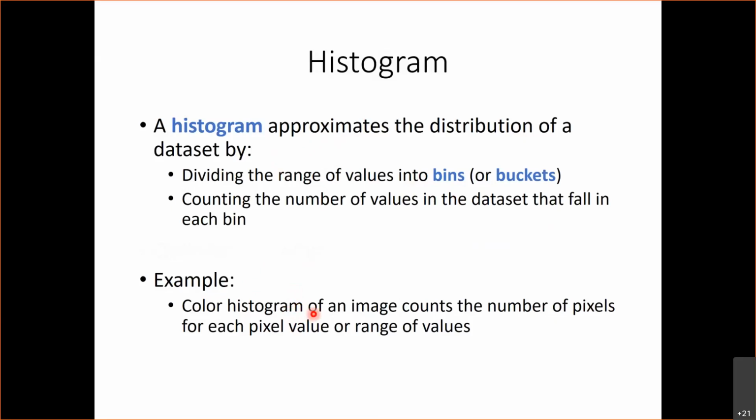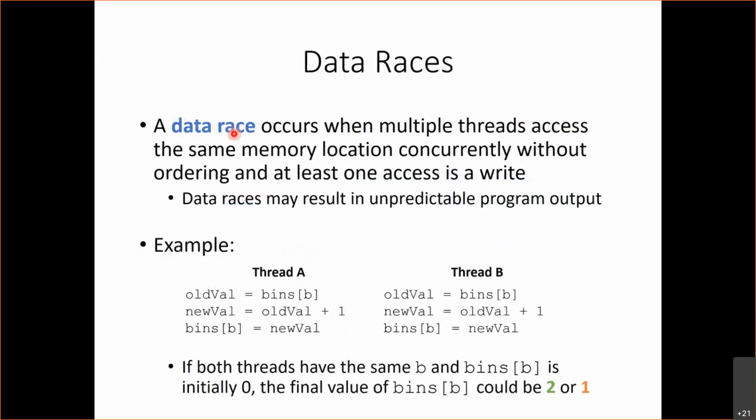Now, having said that, we observed that if we want to implement something like this, where different threads are processing different input pixels and they're incrementing the same bin, we have the problem of data races. Data races occur whenever there are multiple threads that are concurrently trying to update the same location. Or more precisely, when the same memory location is concurrently accessed without ordering, and at least one of these accesses is a write.